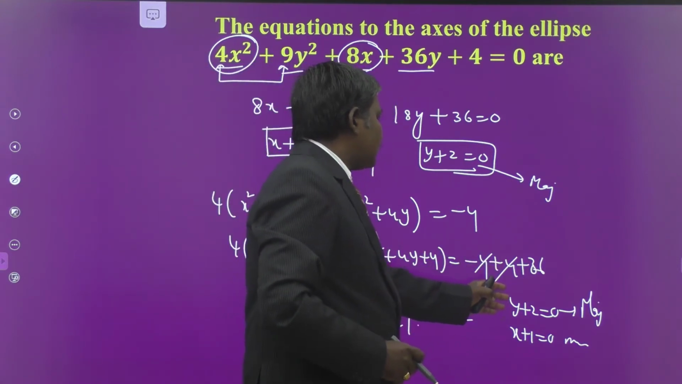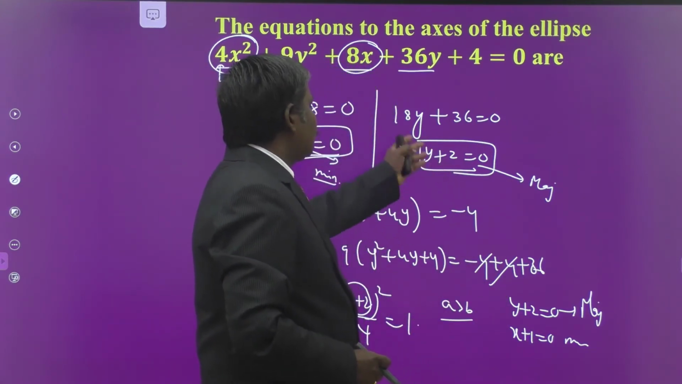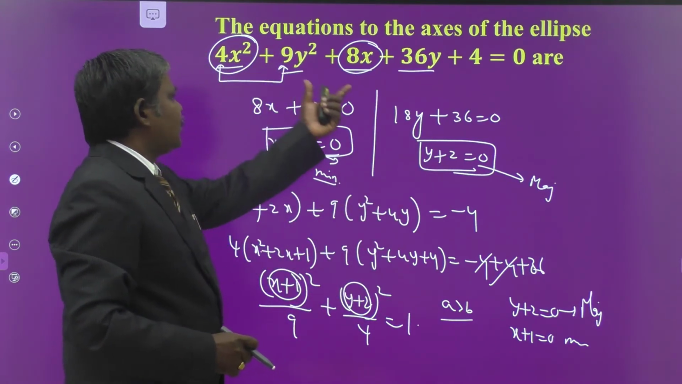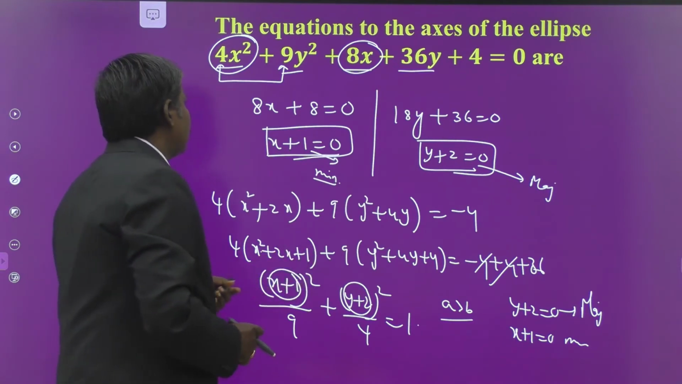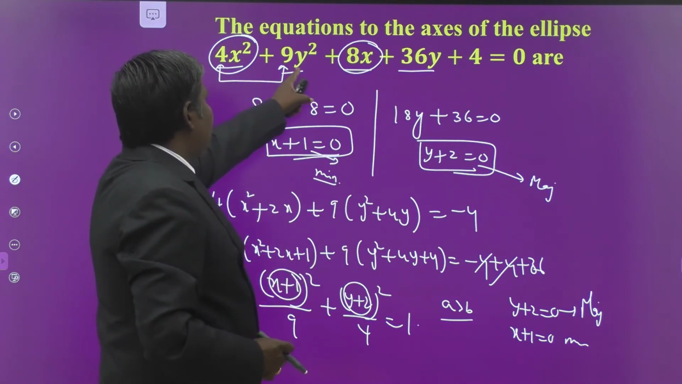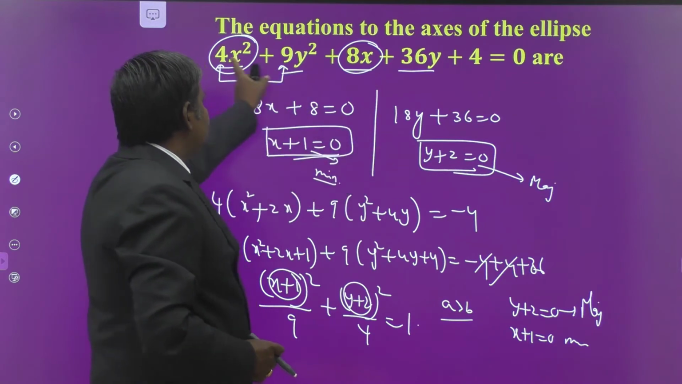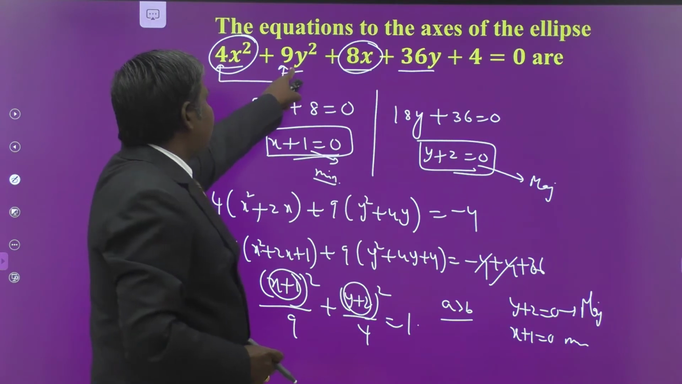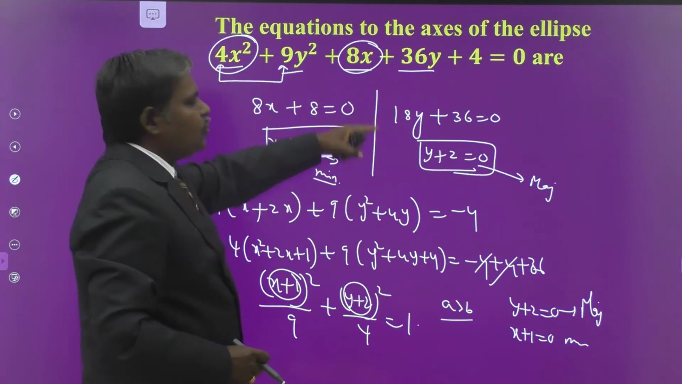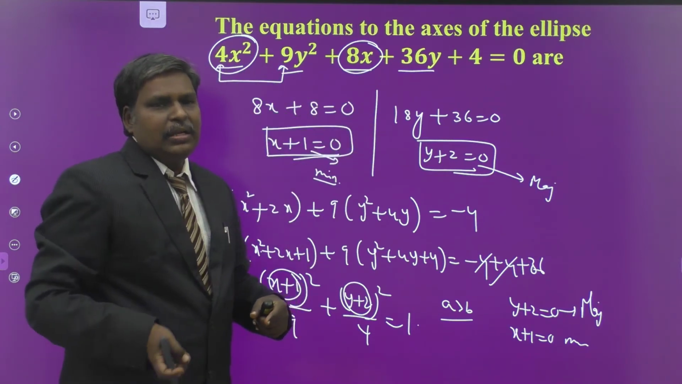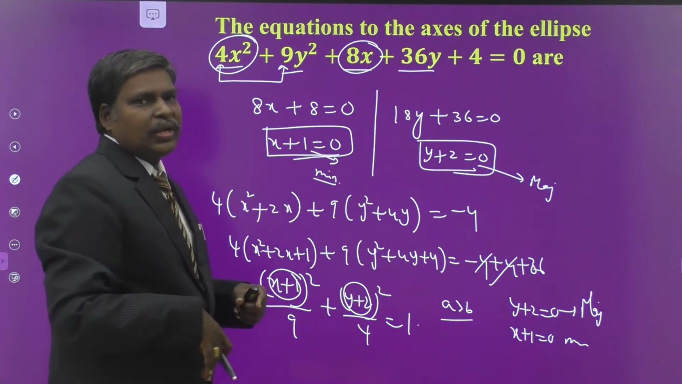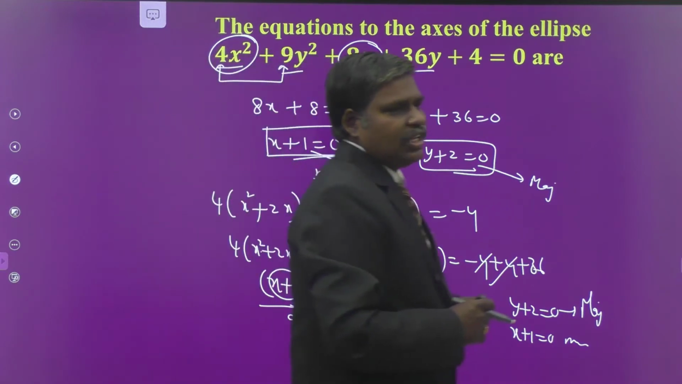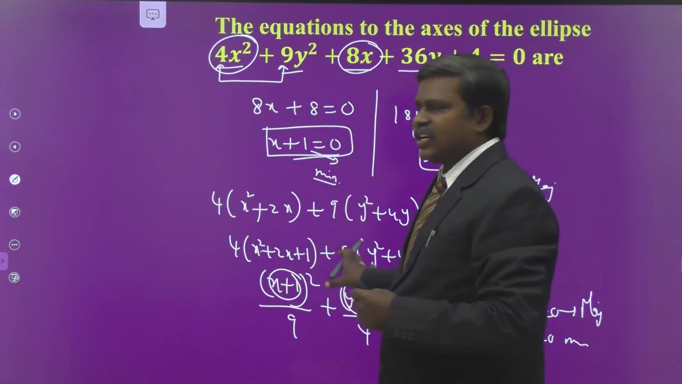We are going to compare these axes with the shortcut method. How to obtain the major axis and the minor axis from looking at the equation itself is better for you. Partial derivative with respect to y, you get the major axis. Partial derivative with respect to x, you get the minor axis. Suppose it is 9x square and 4y square, you do partial derivative with respect to x, you get the major axis. With respect to y, you get the minor axis. This is the simple technique to write the axes of the ellipse without writing the standard form.